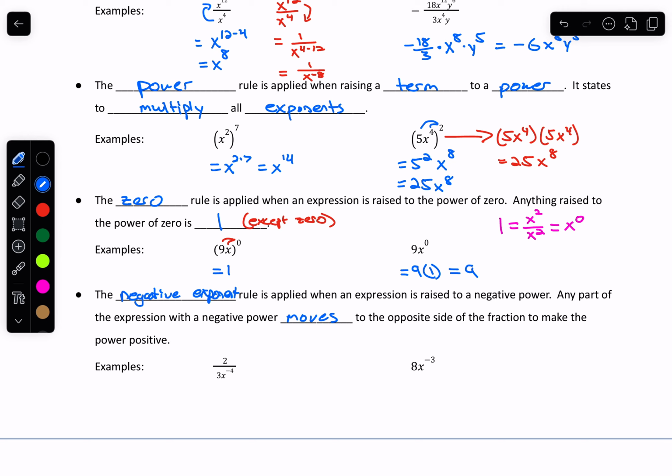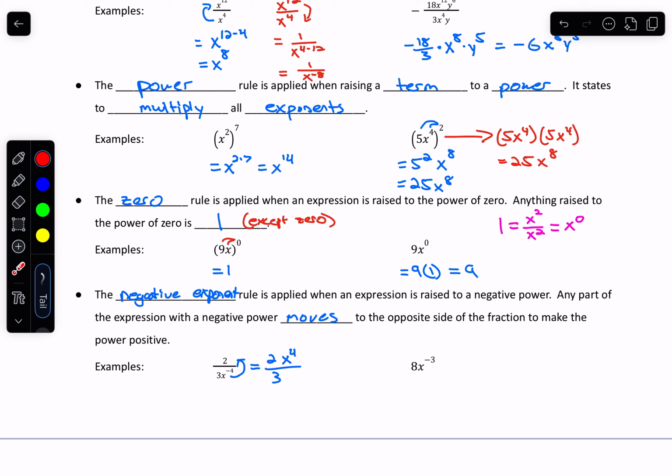So in the first example there, 2 divided by 3, x to the negative 4, the x to the negative 4 can move to the top, and our new expression will be 2x to the positive 4 over 3, where all we do is take the thing with a negative exponent, in this case, the x, and we move it to the other side of the fraction. So x to the negative 4 in the denominator, when I move it to the top, it becomes x to the positive 4. And it's that simple. All you do is move it from numerator to denominator or vice versa, and it changes the sign.